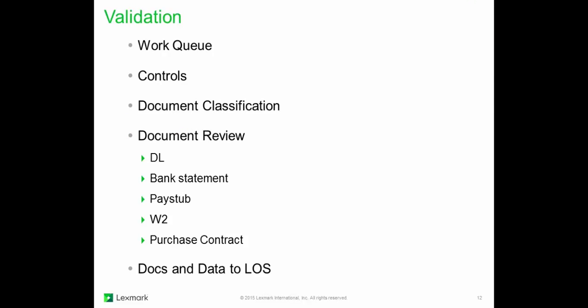We're going to start by looking at the work queue, the controls, what it means to classify a document. We're going to look at one of each of these documents to review how to do a review on one of these documents, and we're going to talk about when the docs and the data get pushed to the LOS.